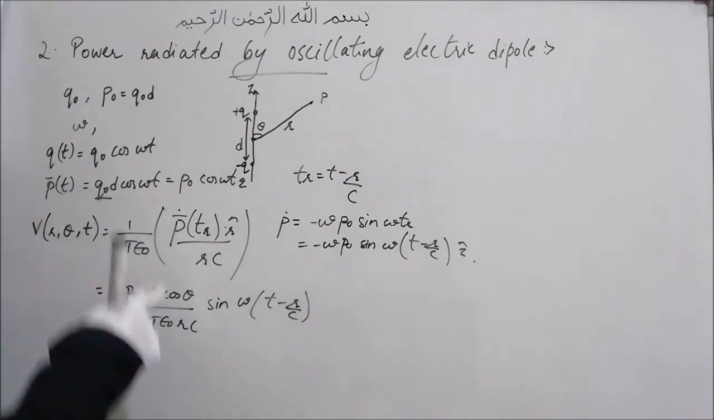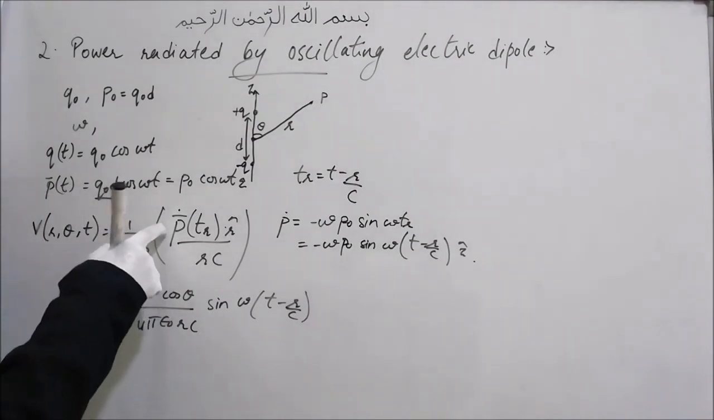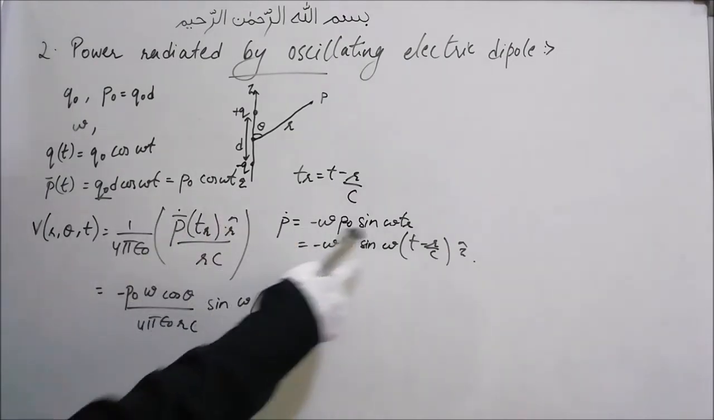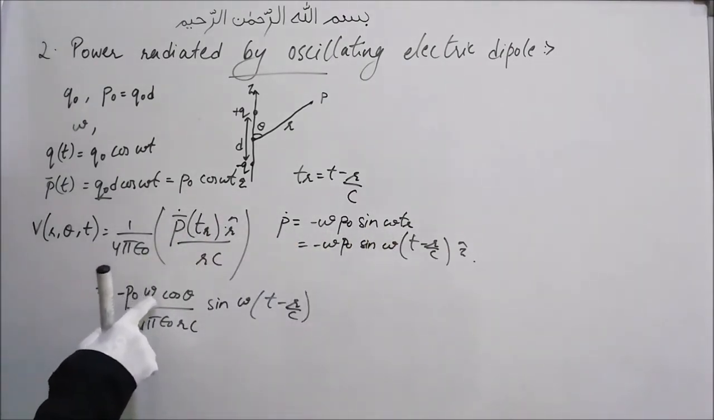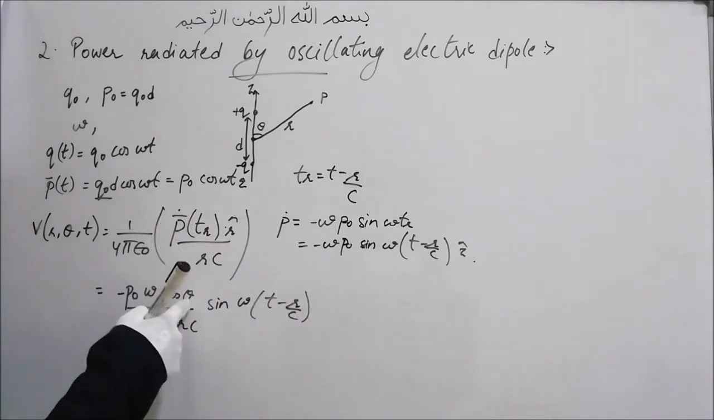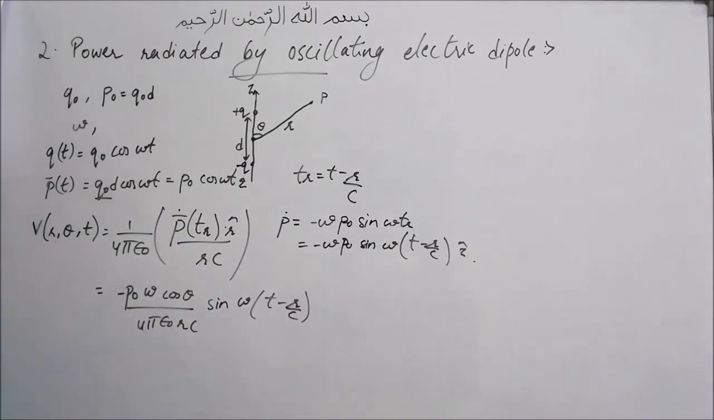We can take here this cos theta arises because we can take here p dot r hat as p dot cos theta, right? So p dot is this term, minus omega p naught sine omega t minus r by c, and cos theta is as it is, divided by r c and divided by 4 pi epsilon naught.